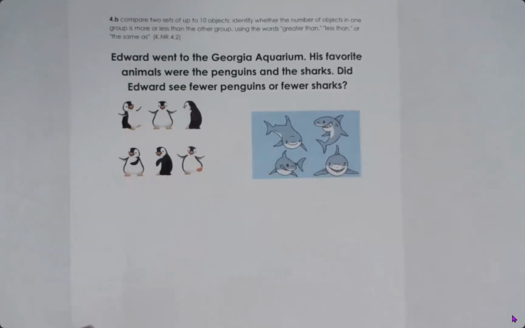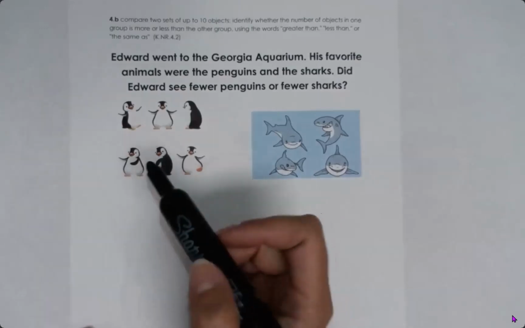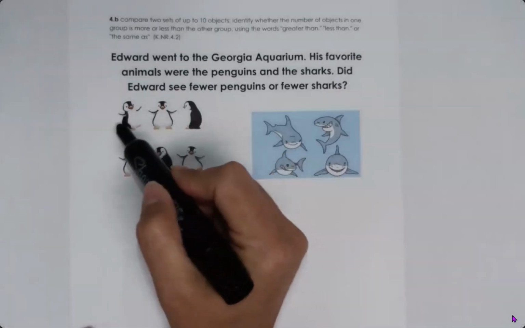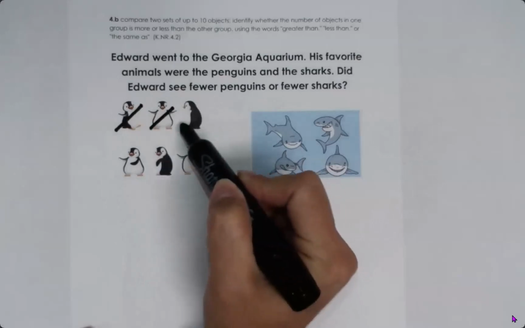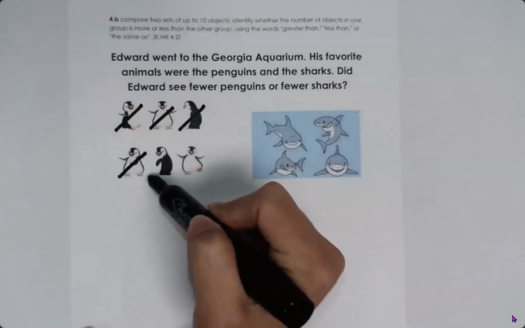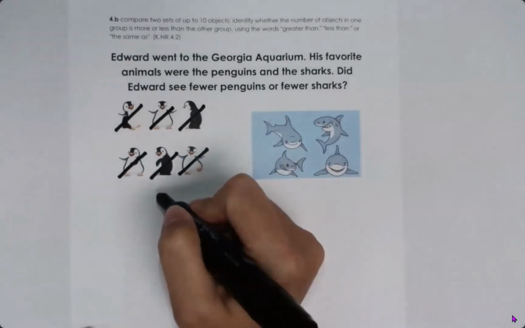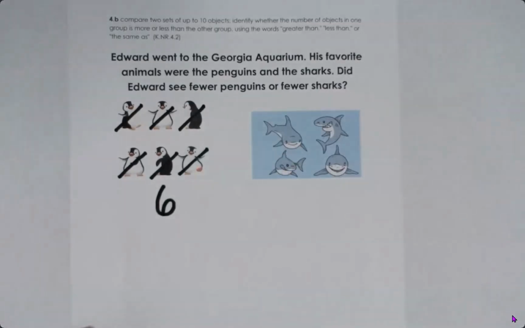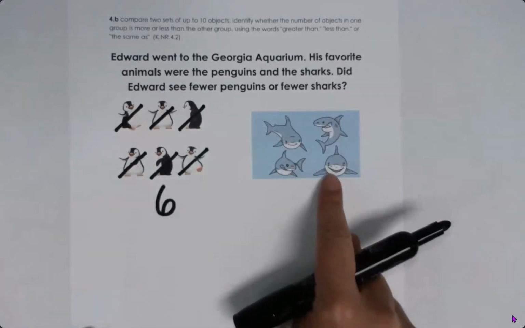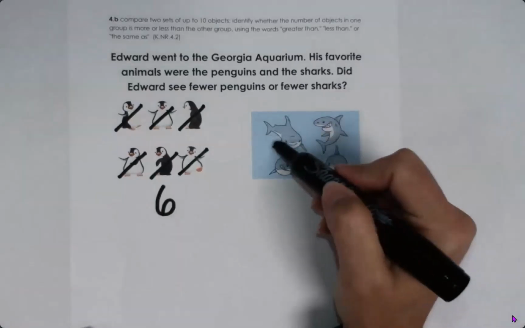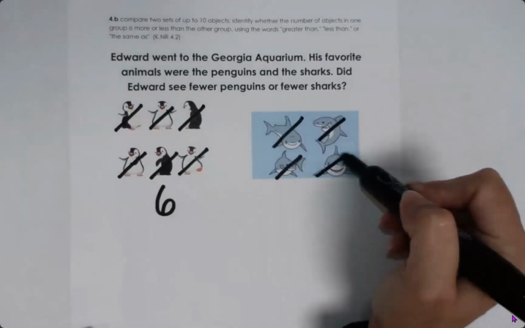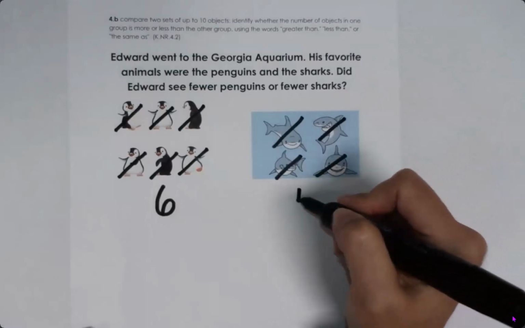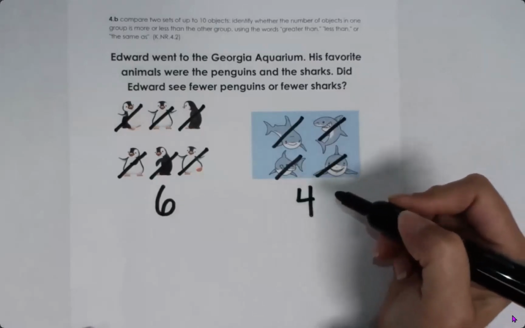So I'm going to start with the penguins. I'm going to use my strategy of crossing off and counting just like we did when we were working with AKS 1. So I'm going to use that same strategy as I count my penguins. 1, 2, 3, 4, 5, 6. And then I'm going to represent that 6 by writing the number 6. I'm going to do the same thing with the sharks. I'm going to cross off and count. 1, 2, 3, 4. And I'm going to write the number 4 to represent that set.